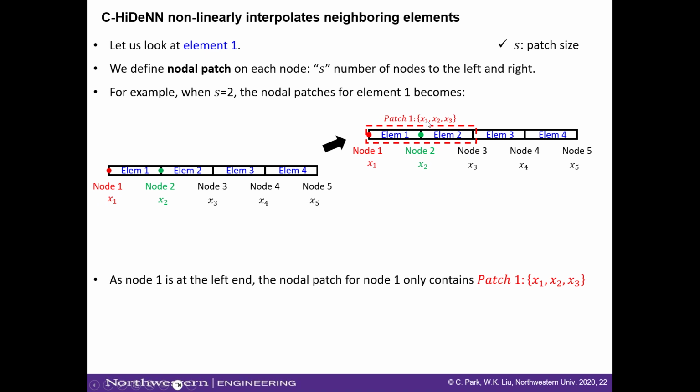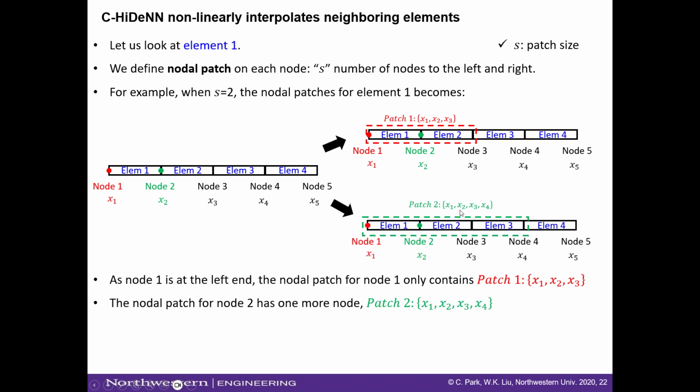Patch 1 is x1 to 3. Because from this red node 1, you have 2 nodes on the right, and there's no node on the left side. That's why you have 3 nodes for patch 1, x1 to 3. For node 2, you're going to have 4 nodes because you have 1 node on the left and 2 nodes on the right.